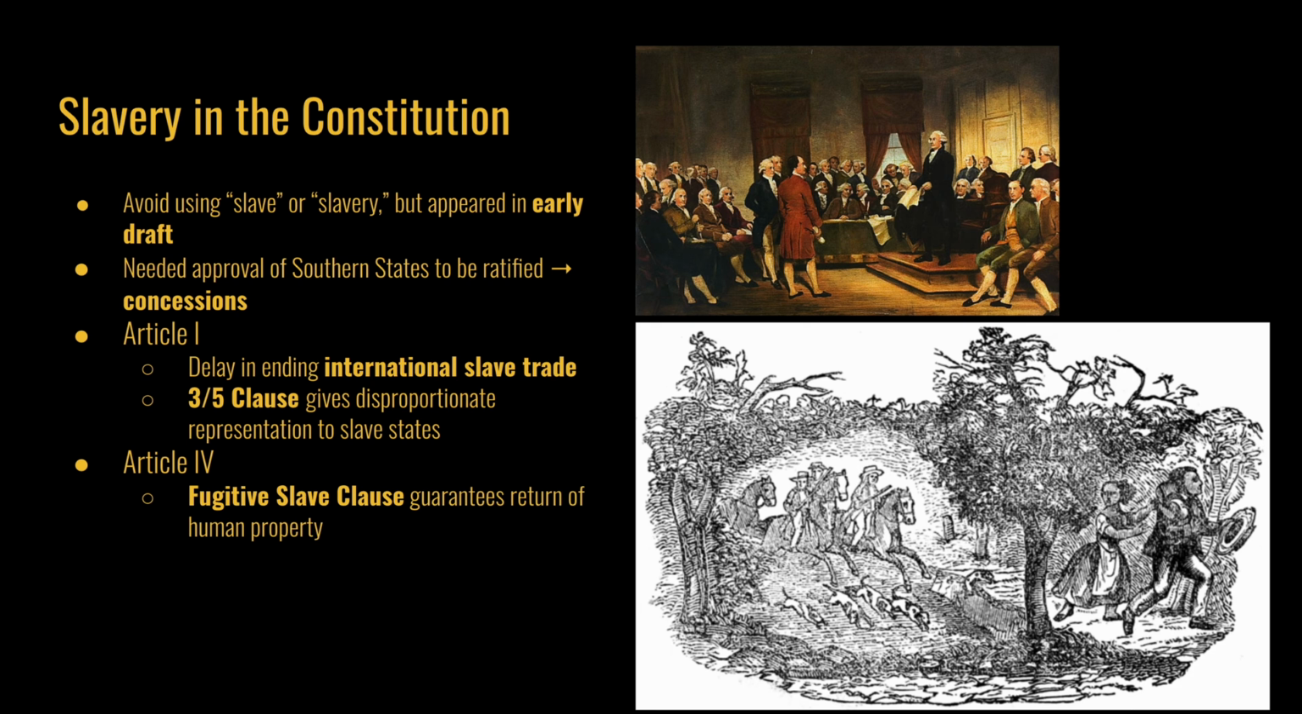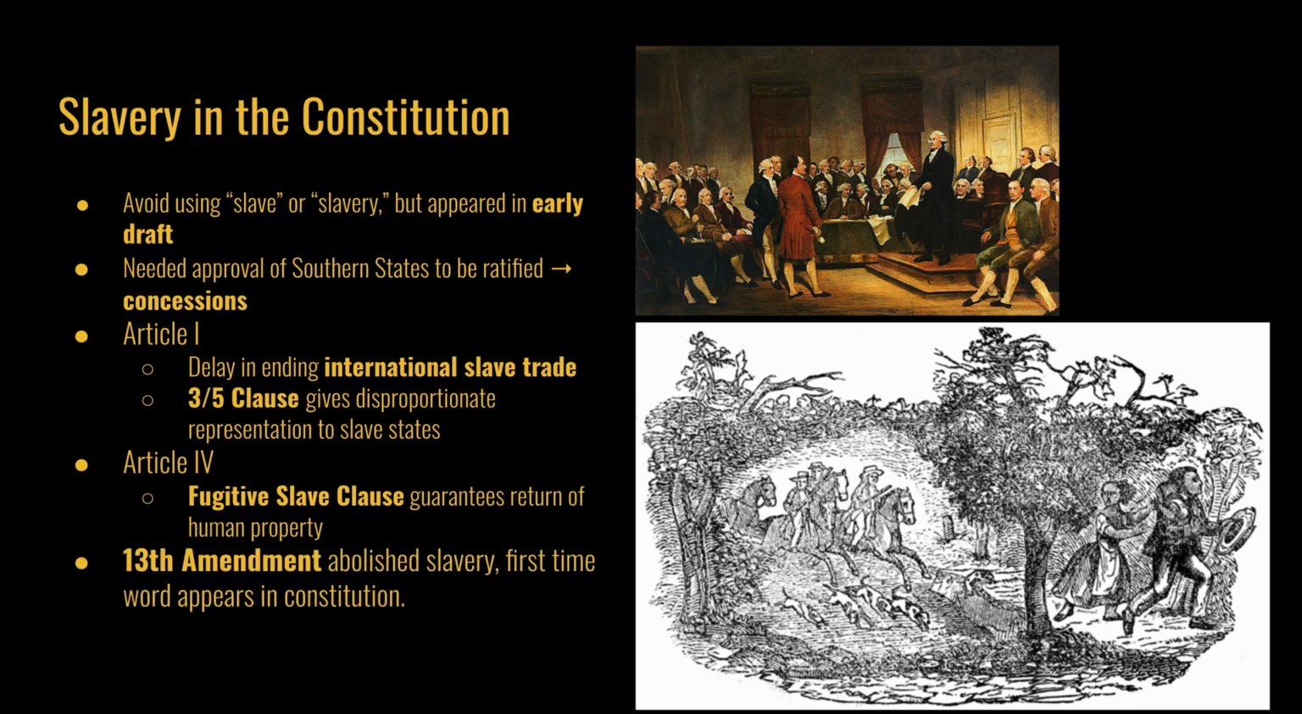The first time the word slavery actually appears in the Constitution is in the 13th Amendment, ratified in 1865. This amendment formally abolishes slavery and involuntary servitude, except as punishment for duly convicted crimes. This amendment was passed by Congress on January 31st, 1865, and ratified by the states on December 6, 1865.